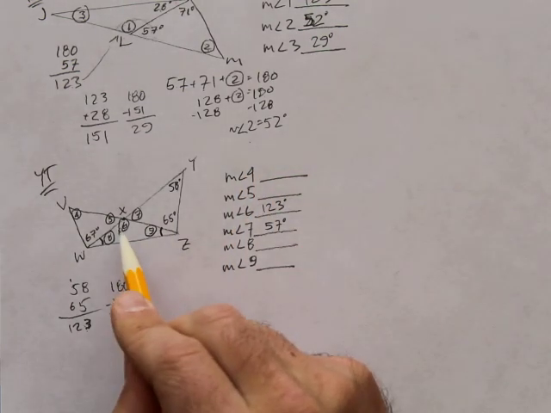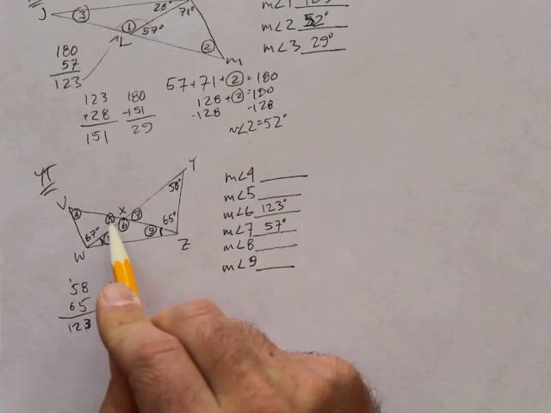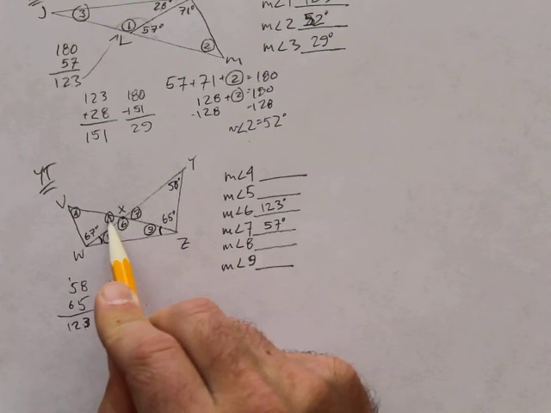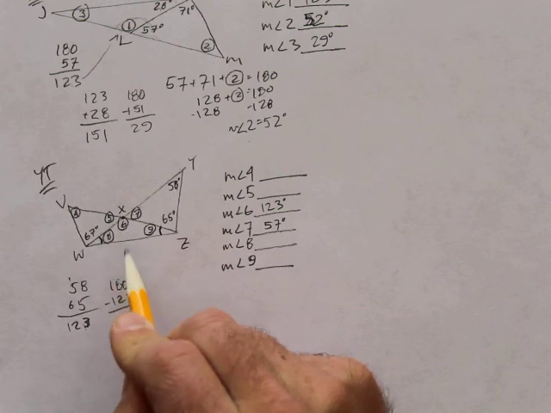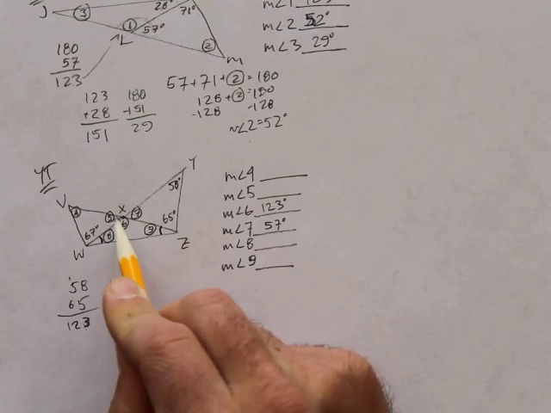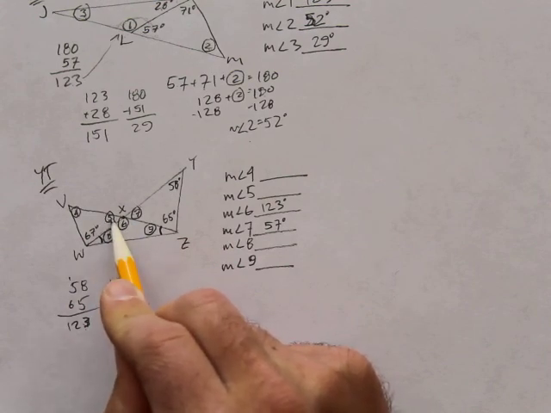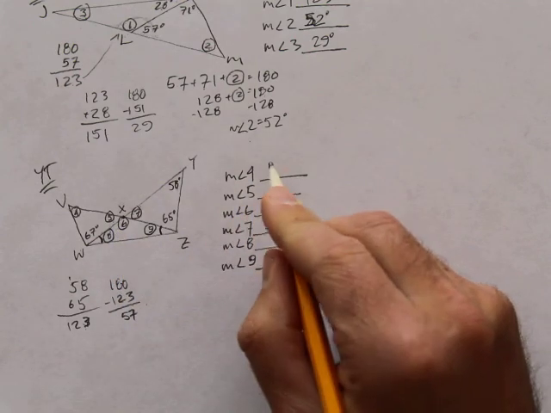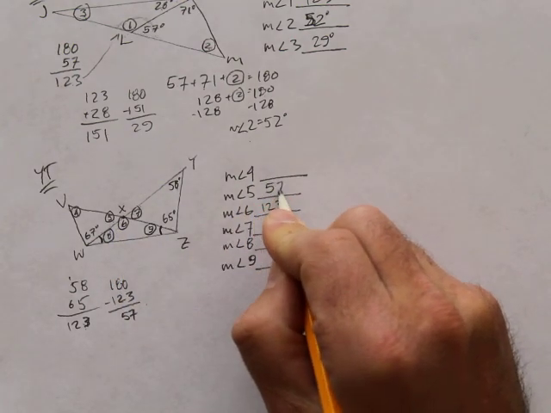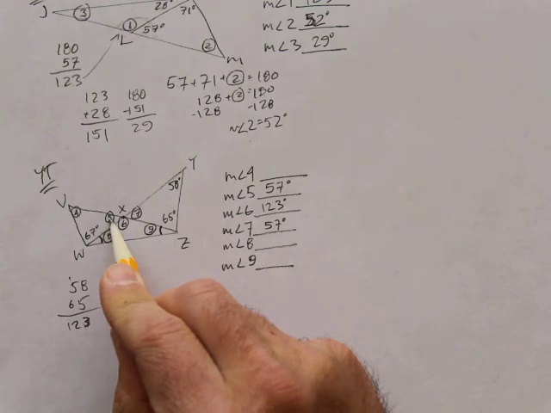All right, now angles 5 and 7 are vertical angles, so that means they are congruent. Or I could subtract angle 6 from 180 again and find 57. Either way, angle 5 is 57 degrees.